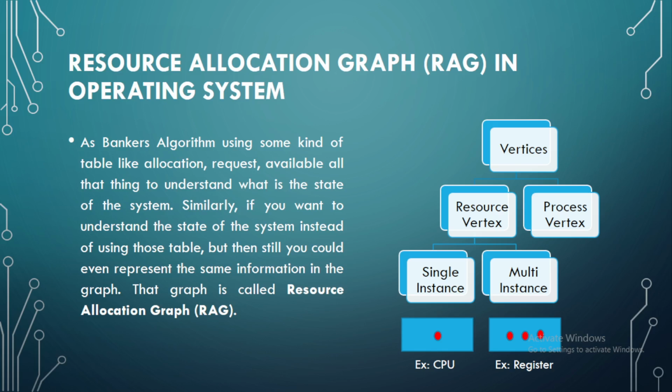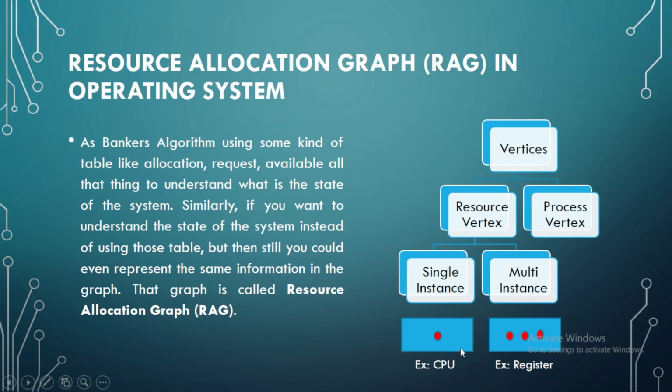A graph consists of vertices and edges. First, we will discuss vertices. We have two types of vertices, resource vertex and process vertex. A process vertex is represented as a circle. For each process, we have a circle node. And for resource vertices, we have two types, single instance and multiple instance.